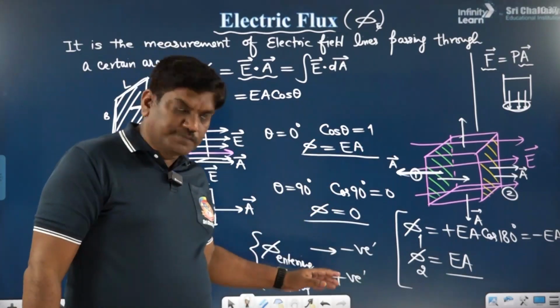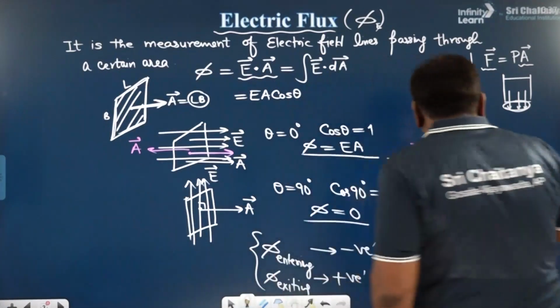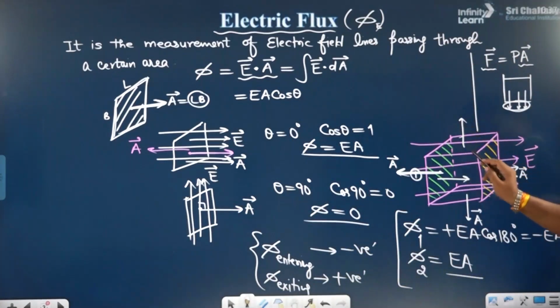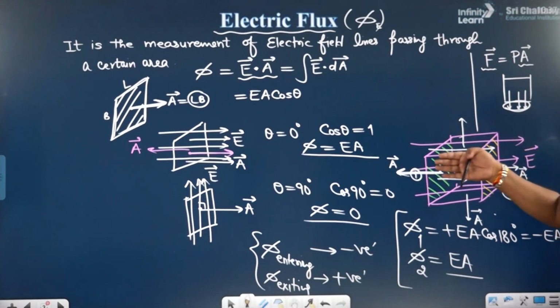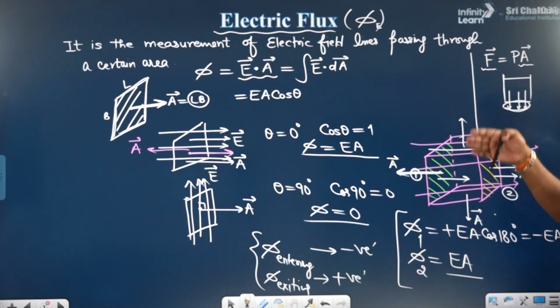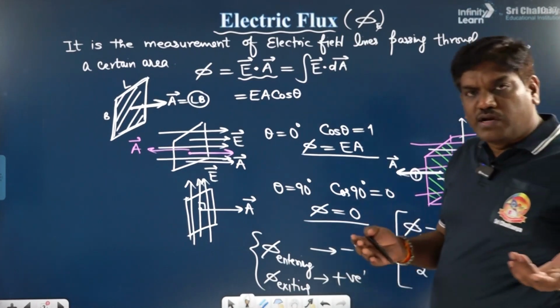Okay, what about the remaining 4 faces? For the remaining 4, since the field lines are going parallel to the plane, whether you look at the top face, bottom face, front face or back face, the field lines are always parallel to the plane. So for the remaining 4, it will be 0. This is how we calculate the flux.